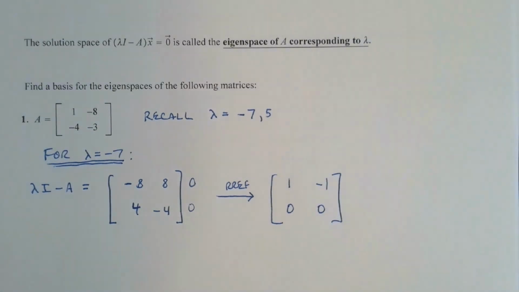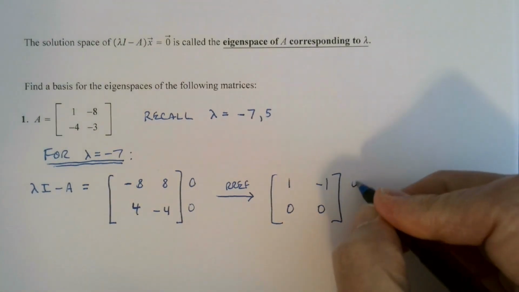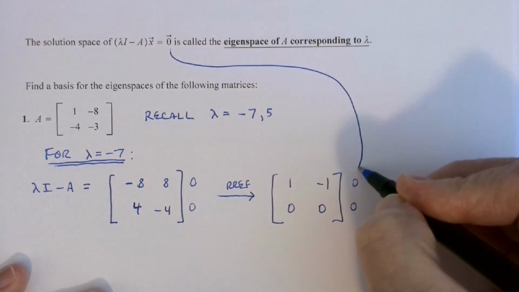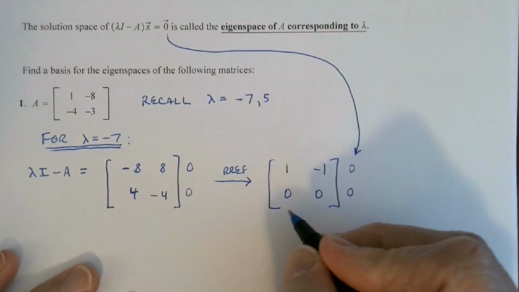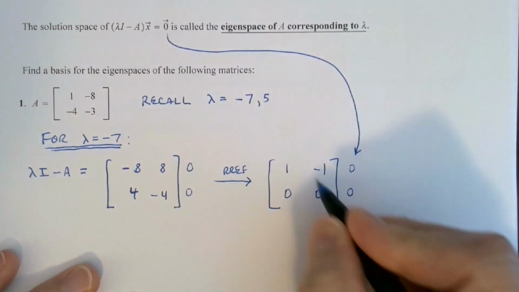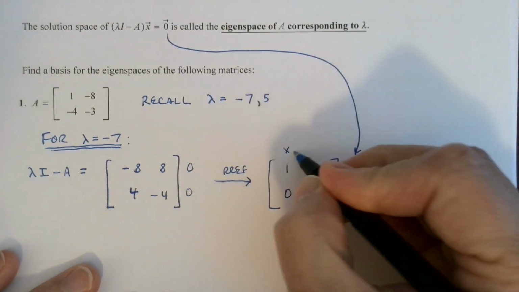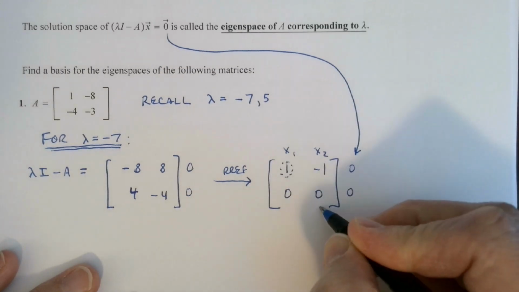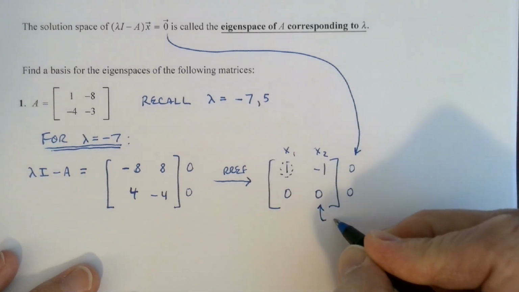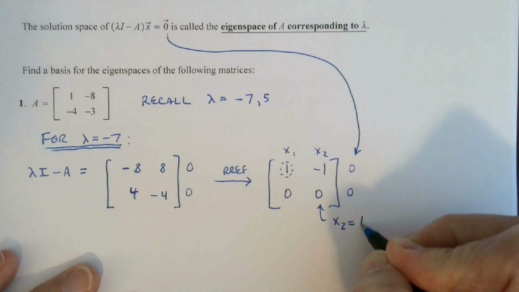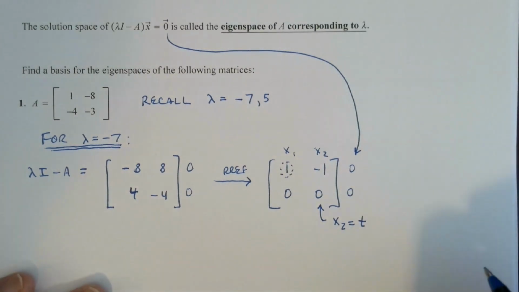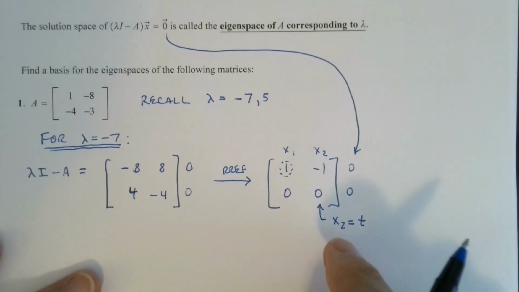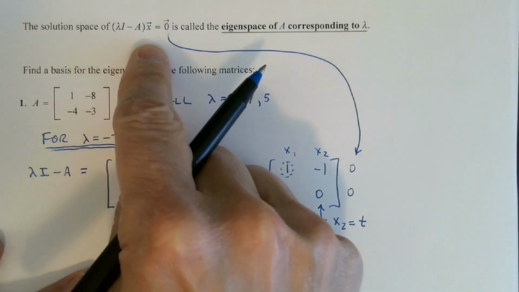Okay, so don't forget we've got the zeros out here, right? These are coming from the constants. The coefficient matrix is this, and our coefficients are x1 and x2. Well, notice I have only one leading one, and so x2 is a parameter, as indeed we should have a parameter, right? Because again, we are looking for the non-trivial solutions to this system.